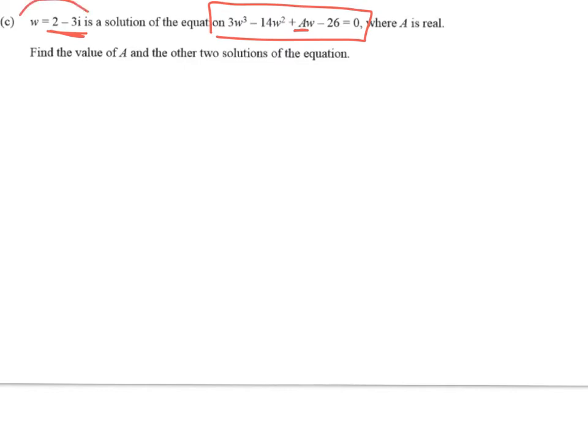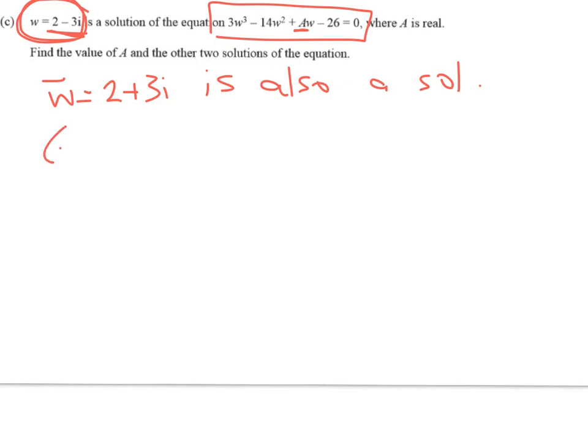And we know that if this is one of them, then its conjugate, w bar, equal to 2 plus 3i, is also a solution. So what we can do with that is we can figure out what do we get when we expand this. w minus the first solution times w minus the second solution.